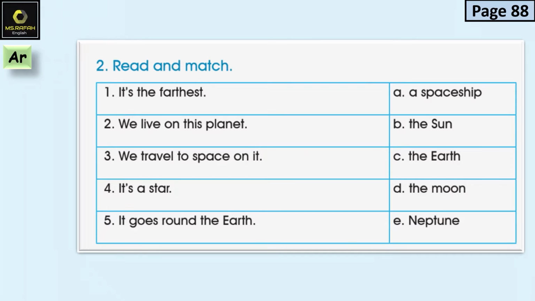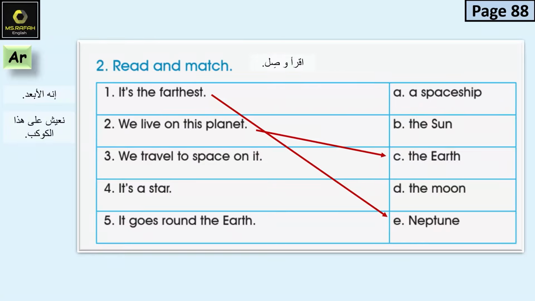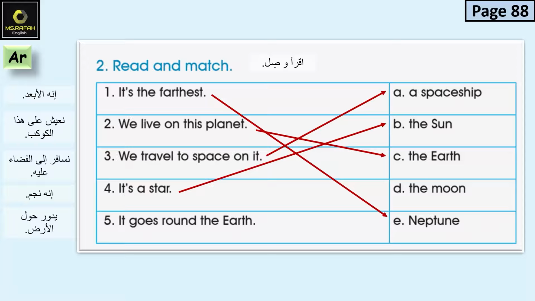Now exercise number 2. Read and match. It's the farthest. Neptune. We live on this planet. The Earth. We travel to space on it. A spaceship. It's a star. The Sun. It goes around the Earth. The moon.